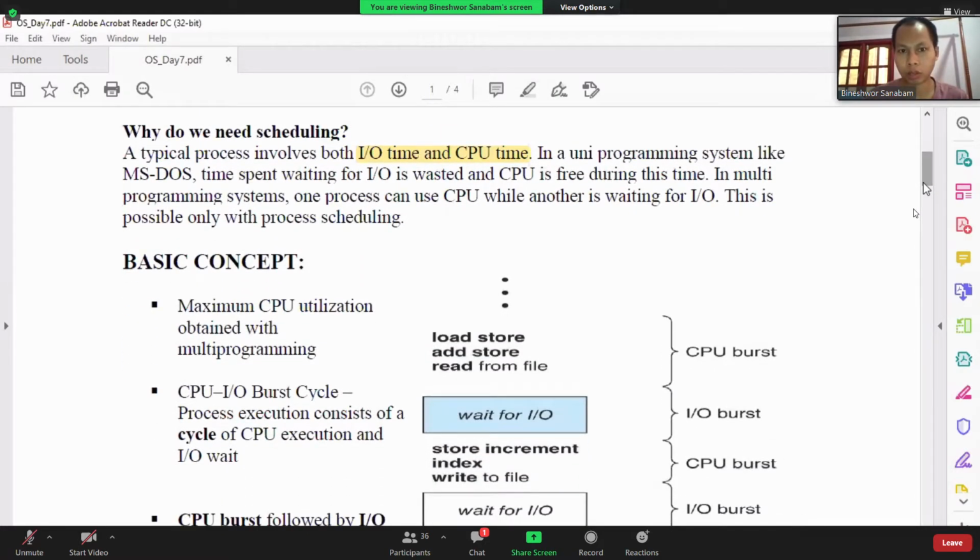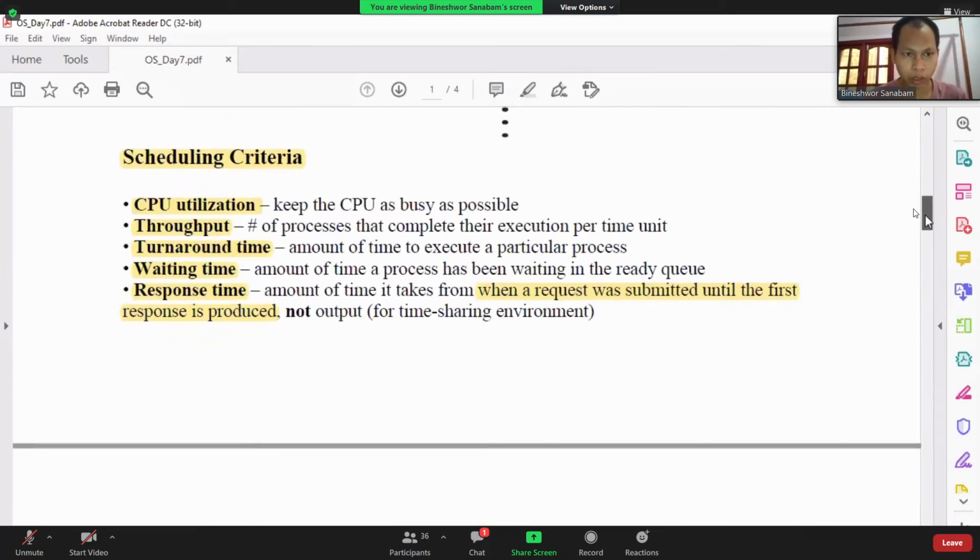Related to this input output time and CPU time, meaning that a CPU may not always be with a process, it has been shifted from the input output device to the process. So this is a topic from last class, so I'm just giving you a reminder.